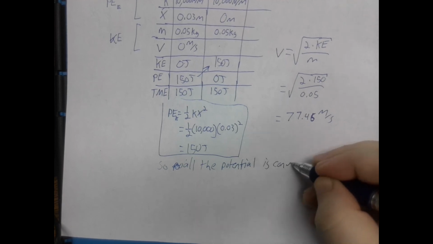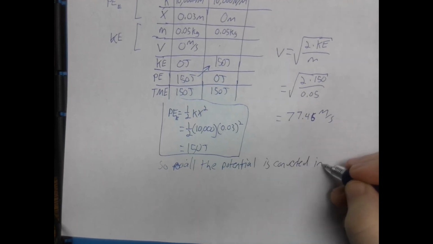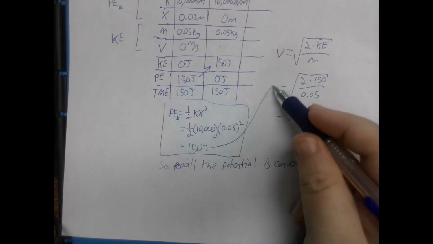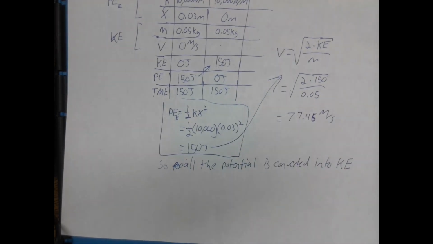So when I release the spring, all the potential energy is converted into kinetic energy. So this potential energy will go into this equation. Yeah, I definitely wouldn't use a table for this. I would just recognize that fact.